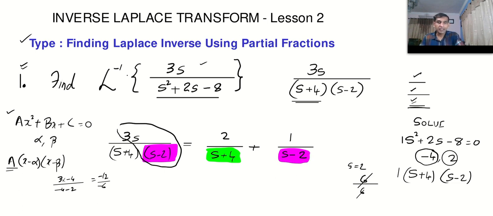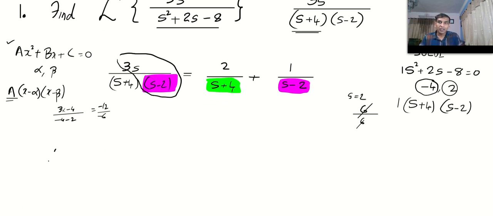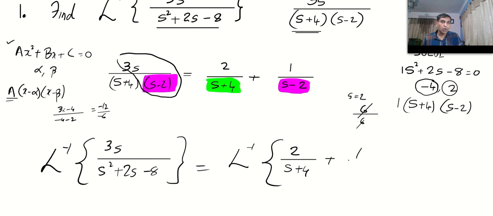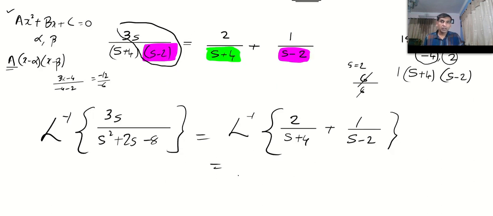Now look at this. I'm going to write the question once more. We have to find the Laplace inverse of 3s divided by s square plus 2s minus 8. But just now you decomposed it, and instead of this function, you can write 2 divided by s plus 4 plus 1 divided by s minus 2. You know that Laplace inverse has a linear property, so you can split it.